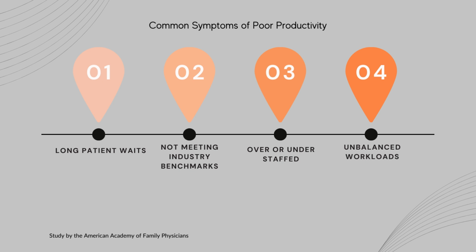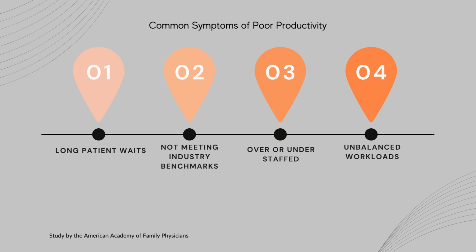Now let's talk about some common symptoms of poor productivity. A study from the American Academy of Family Physicians found that poor management of your team can lead to a lot of inefficiencies. Think about it. Uneven workloads, struggles when someone's out on leave, and just not good communication between staff can really slow things down.